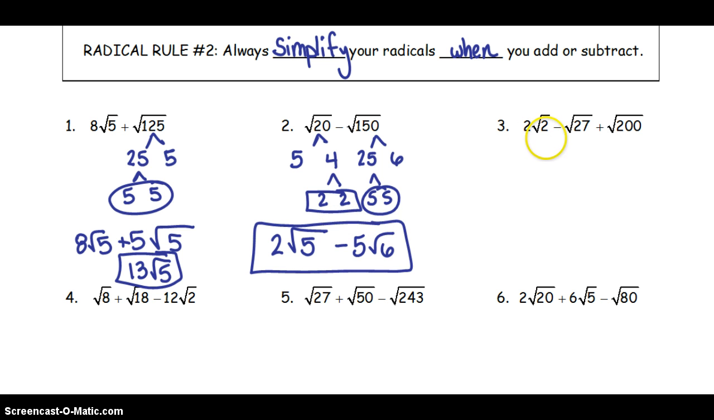Let's see, this one's already broken down. This one we could do 9 and 3, 3 and 3. So this one turns into 3 root 3.